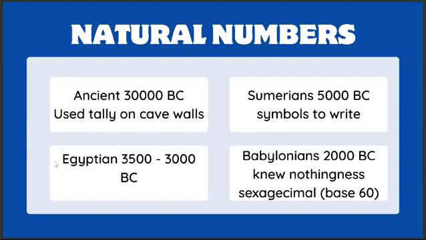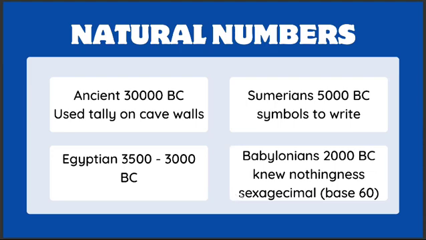And in earlier scriptures, we saw the Egyptian civilization, 3500 to 3000 BC. The symbols were used to draw the natural numbers. Similarly, Sumerians in 5000 BC, they used to write symbols for natural numbers. Also, Babylonians, which were descendants of Sumerians, in 2000 BC, they also used symbols used by Sumerians to draw the natural numbers. And also, they knew about the concept of nothingness, that is zero in today's world.